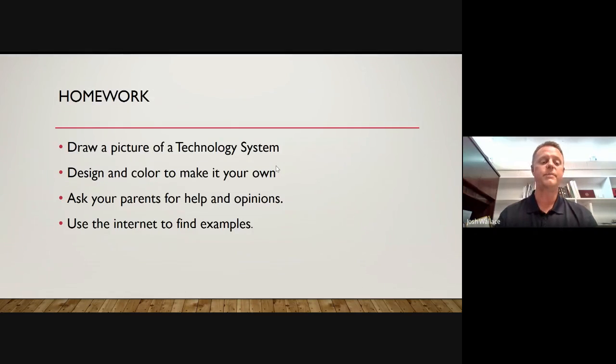Now for homework, we began this lesson by sketching a quick drawing of a technology system. Tonight, I would like for you to design your own technology system. I would like for it to have a keyboard with numbers and letters placed in the correct place if possible. I would like for you to color it, design it any way that you would like. I want you also to ask your parents for their help and opinions on it, and ask them to allow you to use the internet to find examples of these. You can find pictures of all types of technology systems. So I would love for you to ask your parents to be able to use the internet to find examples of that.